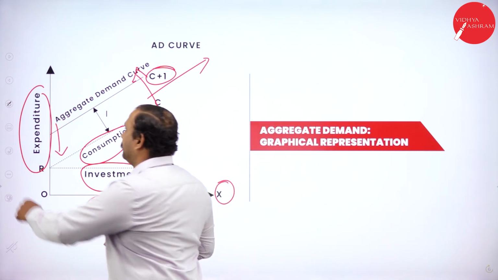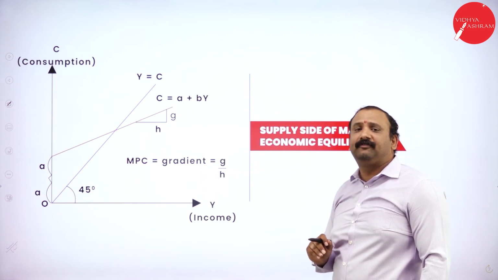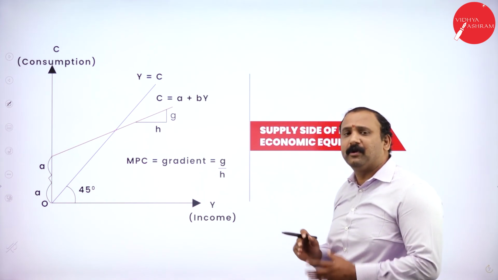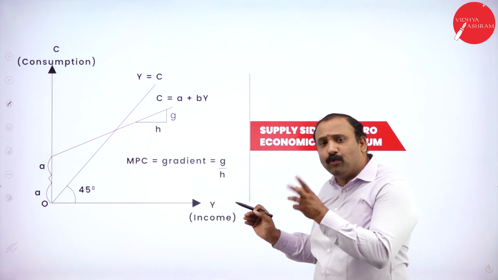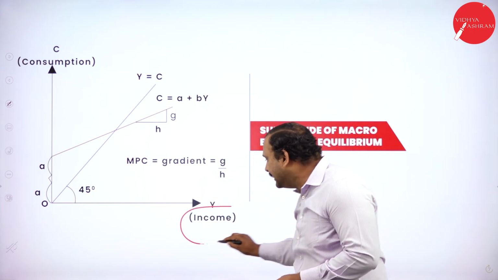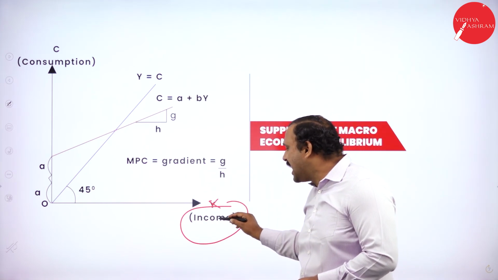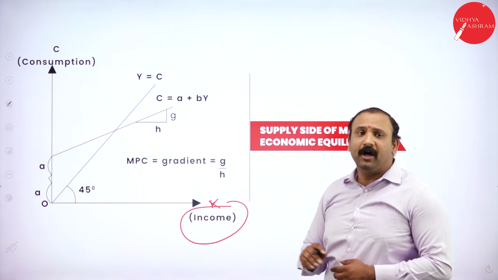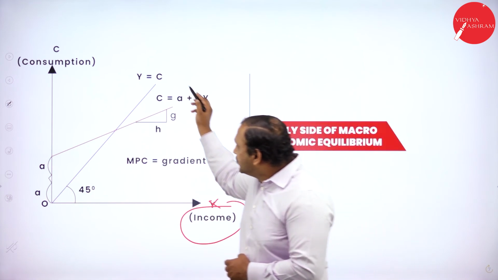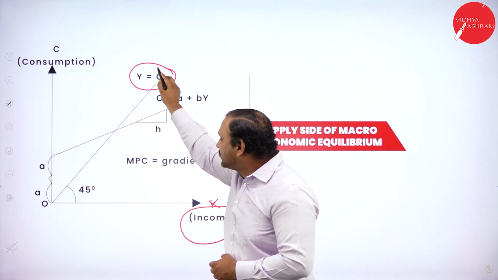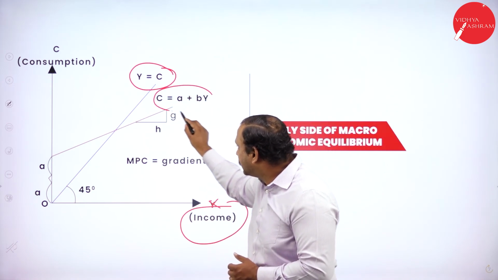Now moving forward, the next one where we are going to talk about is the supply side of the macroeconomic equilibrium. Now what is supply for us? If you look here, the supply side is on two factors, consumption and income. Now if you look here, on the x-axis you will have the income factor. On the y-axis, you have the consumption factor. Now there is a point where we are going to represent Y equals C, and there we are going to represent it with another equation.